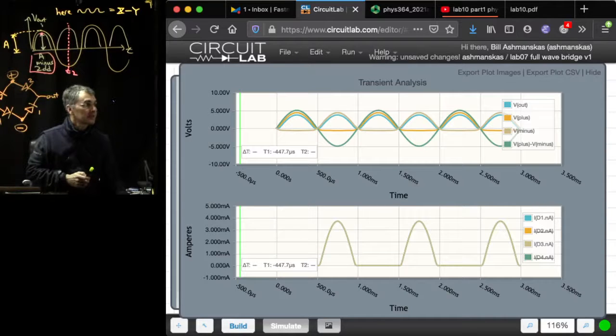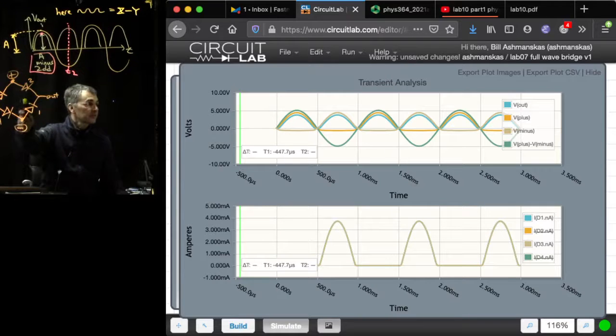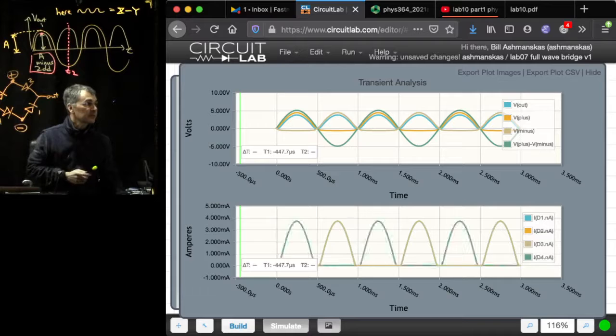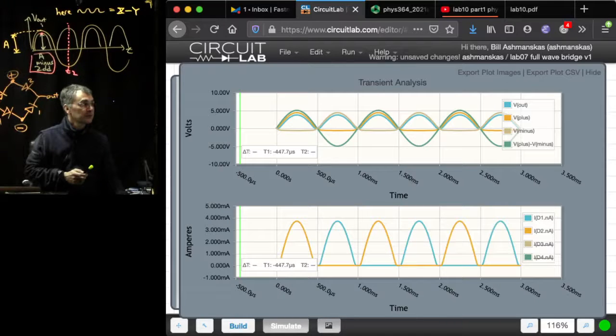And then we can look at number 2, and 2 is only on when 1 is not on. So it seems like 2 and 4 should be on at the same time. So there's 2, there's 4. So 2 and 4 are on at the same time, and 1 and 3 are on at the same time. So that makes sense. Okay, so that's kind of cool. 1, 2, 3, 4. Okay, cool.